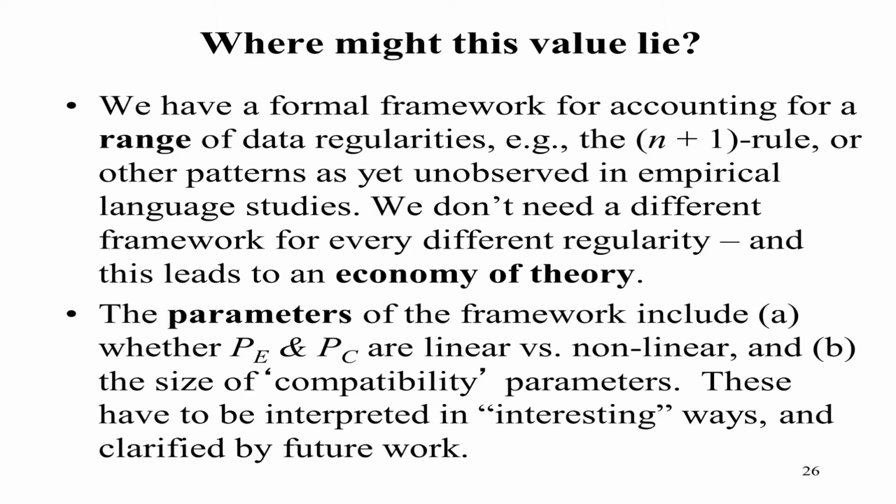So what we have here is a framework for accounting for a range of regularities. The n+1 rule is one, but there may be some other things like the number of varieties tending to 2. And so you don't need a different theoretical framework for every different data regularity. And this, therefore, is something I like, an economy of theories. And then there's a lot of work to be done. What does a linear thing mean? What do these compatibility parameters mean?